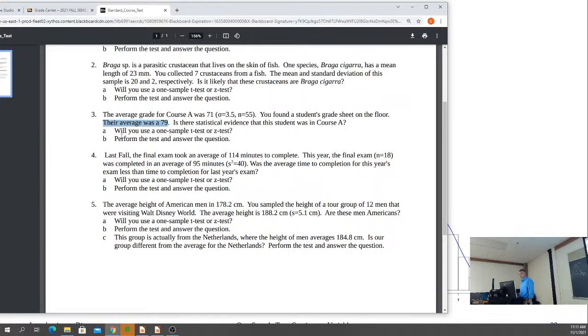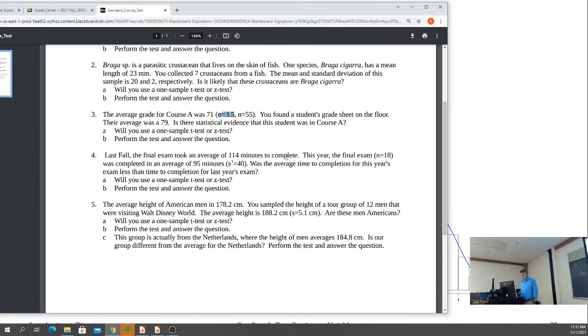What's our population? The population is all individuals who have taken course A. So that's our population. Our sample is a single paper that was found on the floor. Course A gives us 71, that's our average, and then also sigma. If you see sigma, you know right away that that's our population. So if we have a population sigma, which one do we use? Z-test. All right, and that is opposite of number 4.